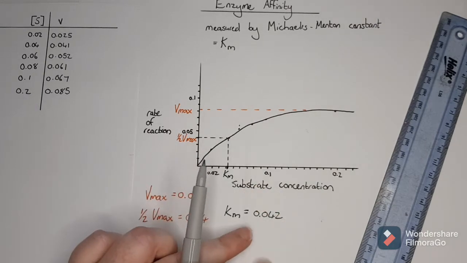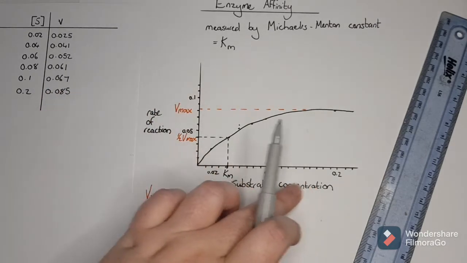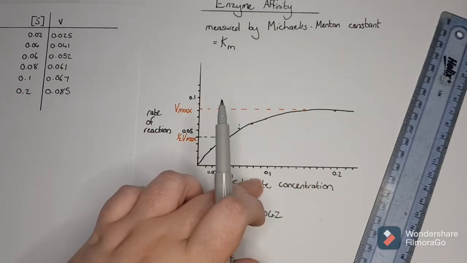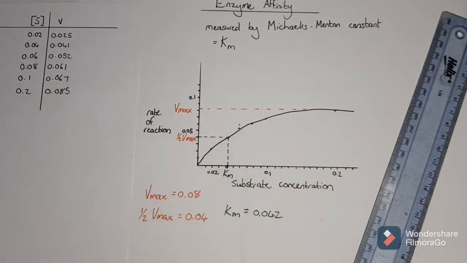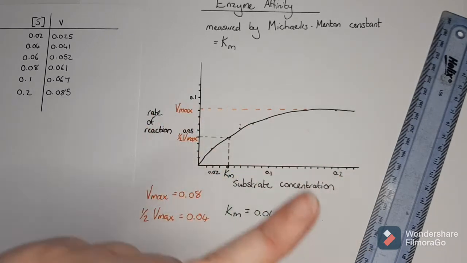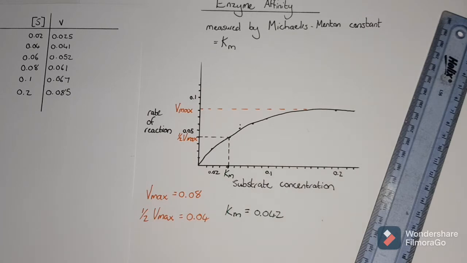Then the units for your Km and your Vmax are whatever your units are for your axes. So if this is in millimoles per decimeter or moles per decimeter, anything like that, that's going to be the units for your Km. But this is not super accurate. If we want the most accurate, we have to plot a graph of reciprocals. So I want to invert my substrate concentration and my velocity.